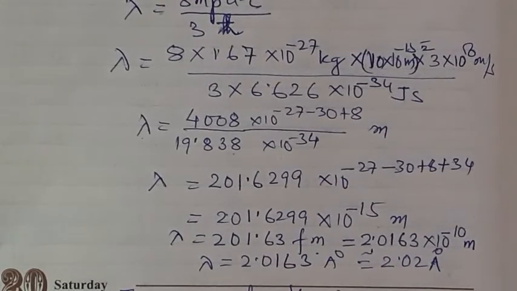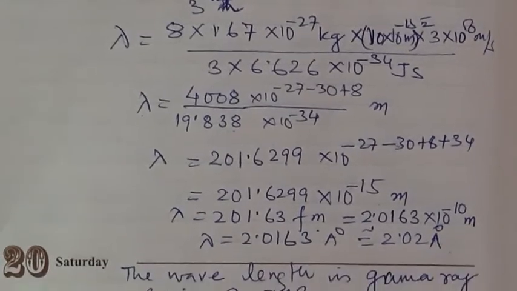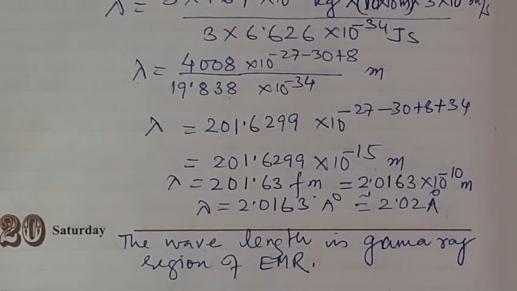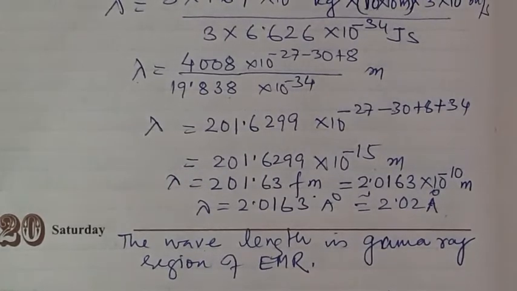And this wavelength, you may see, will lie in the region of the gamma ray. Therefore, it is a part of the spectrum of electromagnetic radiation in which the gamma ray is present.